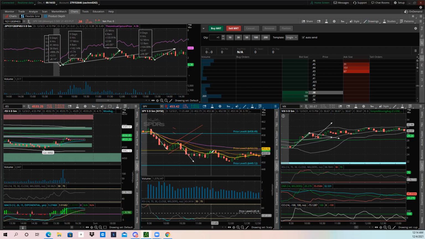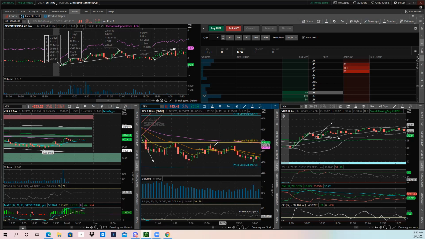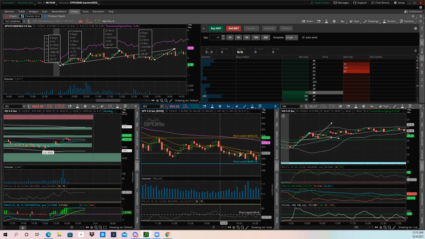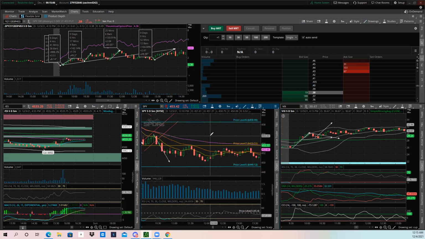We try to come back up. Oh, it broke past the yellow EMA. Well, now we're at the orange EMA. It's rejecting down there. Okay, boom. Rejecting at the orange EMA again. So just kind of an idea of how you guys can look at the market and trade it.